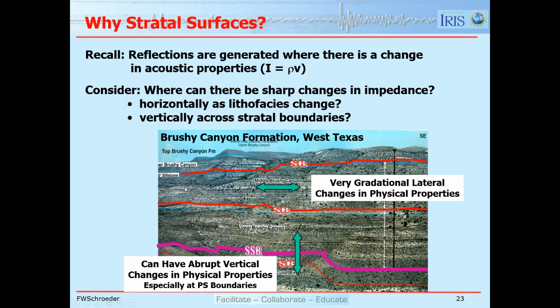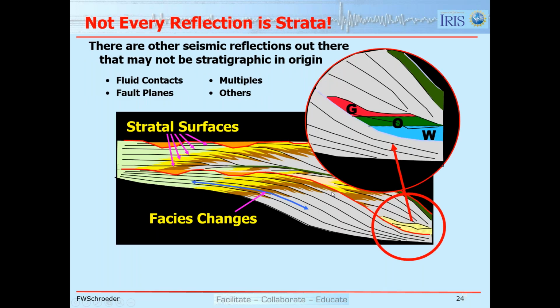And so the reflectors tend to follow the higher order stratal boundaries: the parasequence set boundaries, the parasequence boundaries, and the bed set boundaries. They do not follow the changes in lithofacies, as those are very gradational and not really physical surfaces.